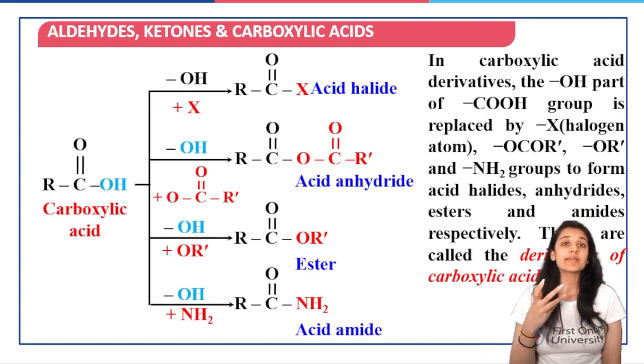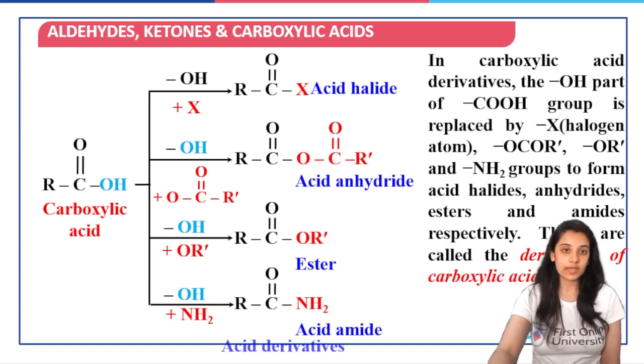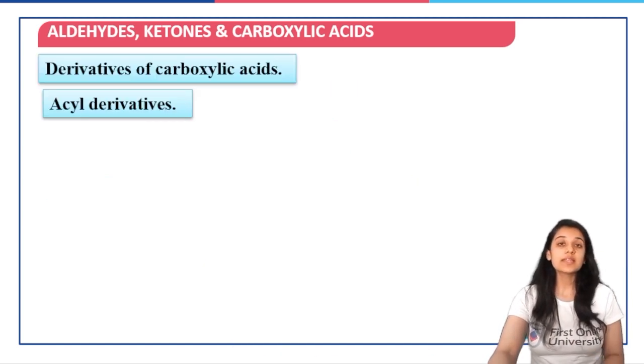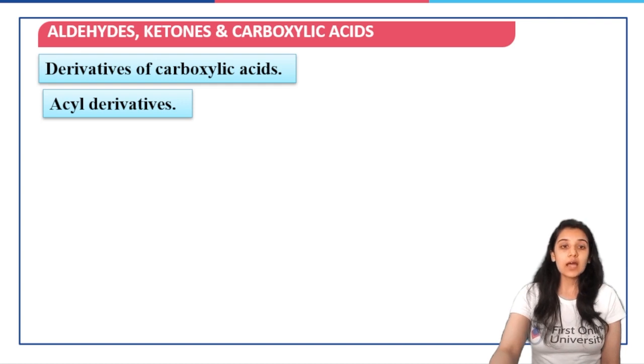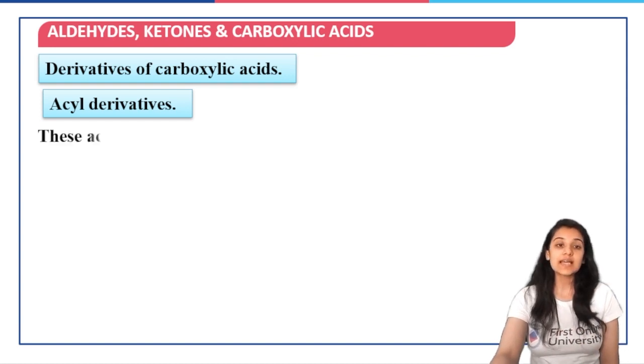So these are all the derivatives of carboxylic acids only. Because why do we call them derivatives? Because they are being derived from carboxylic acids only. So these are called acid derivatives. Now let us look in detail at these derivatives. Let us first see acyl derivatives.